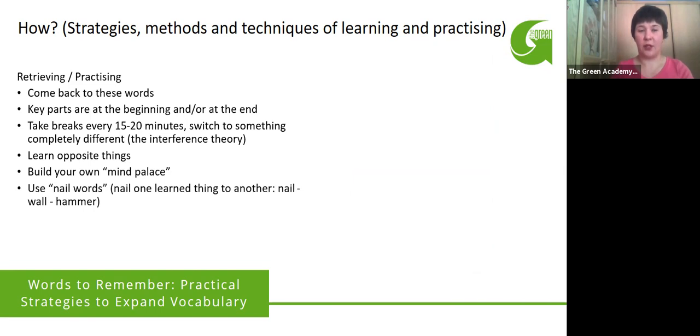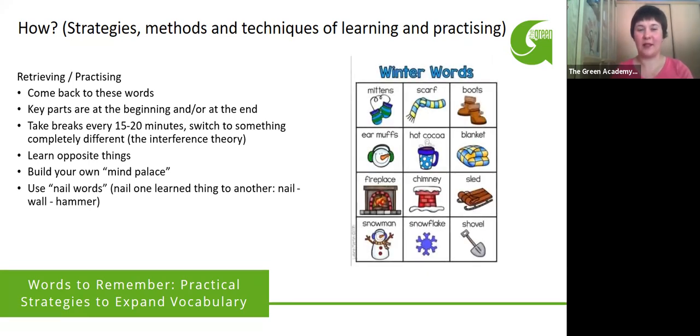You can use nail words. Nail is not as in fingernails, but nails as iron things that we use, for example, to put a picture on the wall. For example, as I told you at the very beginning, you should use topic vocabulary, not semantic sets. Topics, for example, scarf, boots, hot cocoa, chimneys, snowman, snowflake, etc. In this way, words are learned easier.